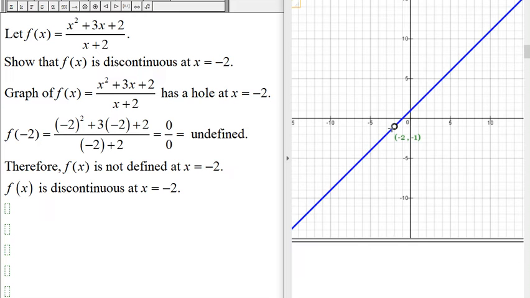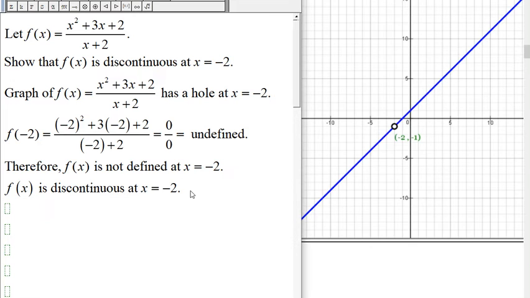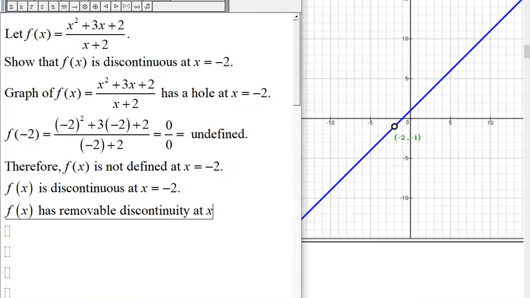And whenever we have a discontinuity where we have a hole like this, we say that f of x has a removable discontinuity at x equal to negative 2. And in a few minutes, we'll look at examples where a function has something called a non-removable discontinuity.